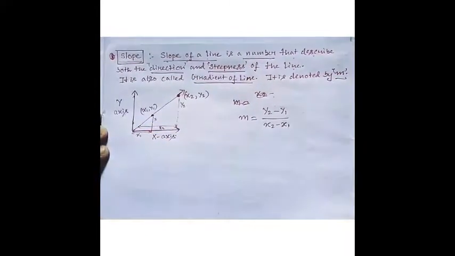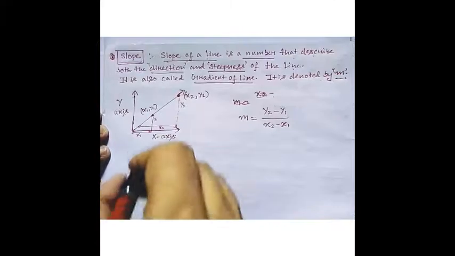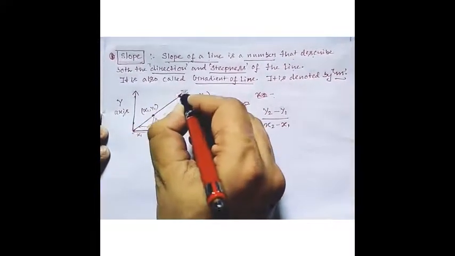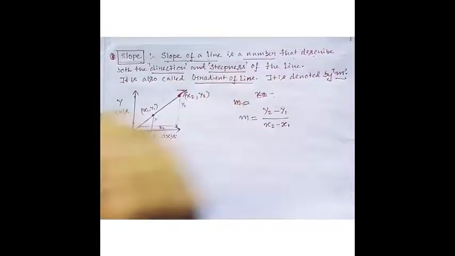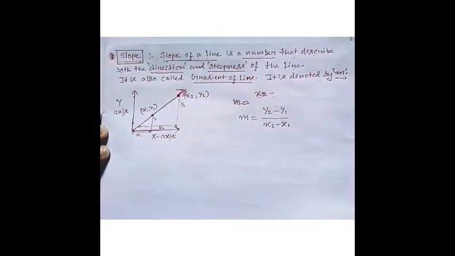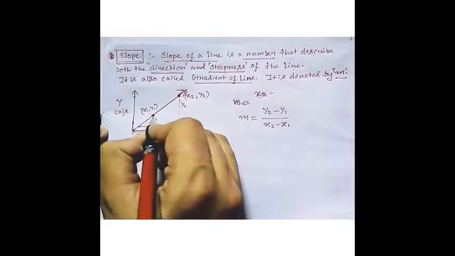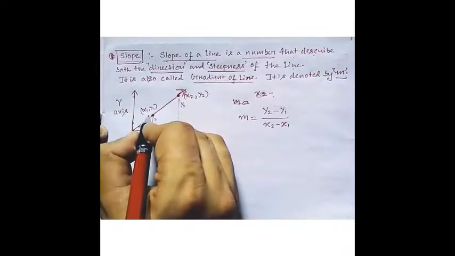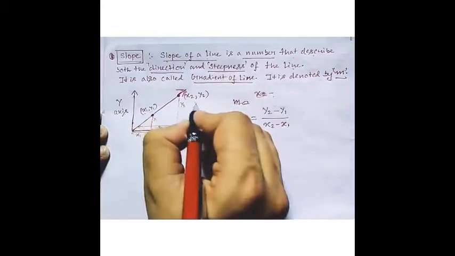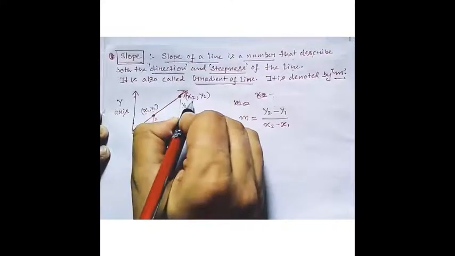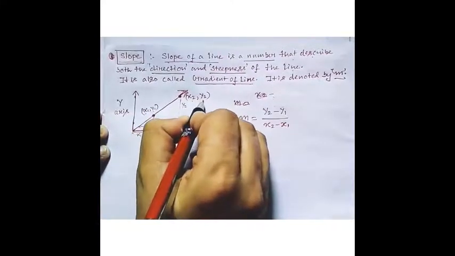So now I will show you how you will calculate the slope of a straight line mathematically. So this is a straight line, this is a continuous straight line, and take 2 points on the straight line. This is one point whose coordinate is x1, y1, and this is another point on the straight line whose coordinate is x2 and y2.